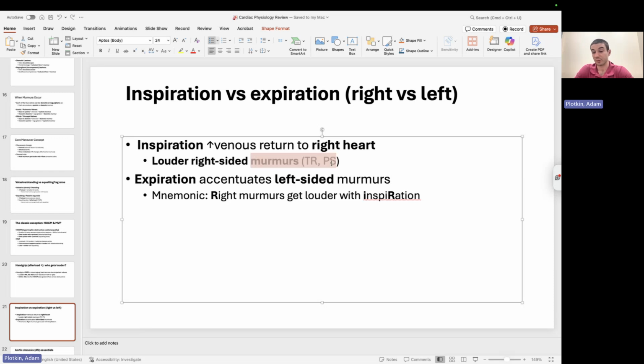Tricuspid regurgitation is classically a holosystolic murmur heard best at the left lower sternal border. When that gets louder on inspiration, we call that Carvallo's sign, okay? It's a good one to know. So, mnemonic: right murmurs get louder with inspiration, right?